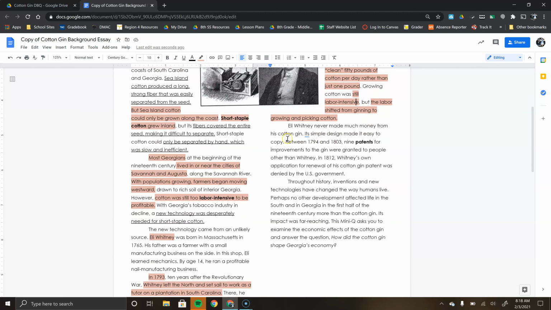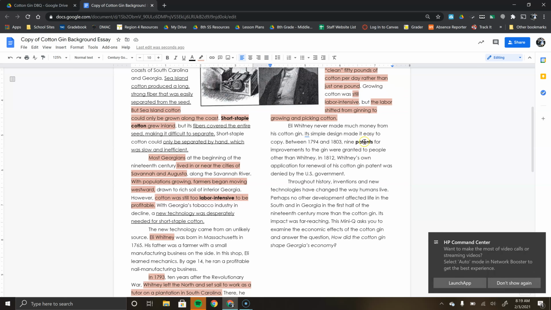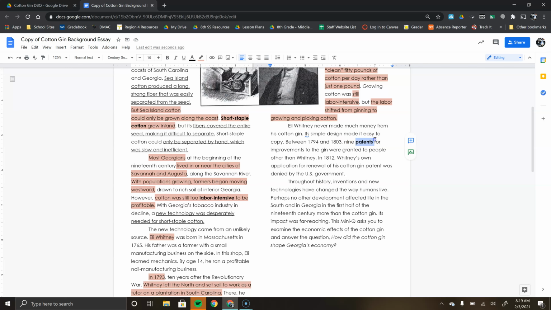So Eli Whitney never made much money from his cotton gin. Its simple design made it easy to copy, right? Between 1794 and 1803, 9 patents for improvements to the gin were granted to people other than Whitney. And remember, patents is one of our vocab words. A patent is permission from the government to have sole rights over an invention. And in 1812, Whitney's own application for the renewal of his cotton gin patent was denied by the US government. So we know that Eli Whitney never made any money off of this machine. It was revolutionary, but he didn't get to reap the benefits of it because it was so simple.